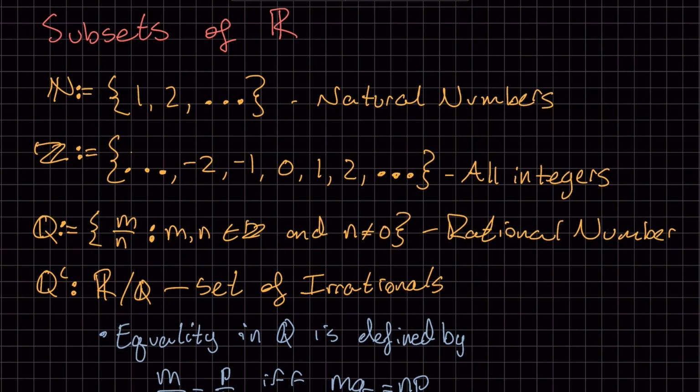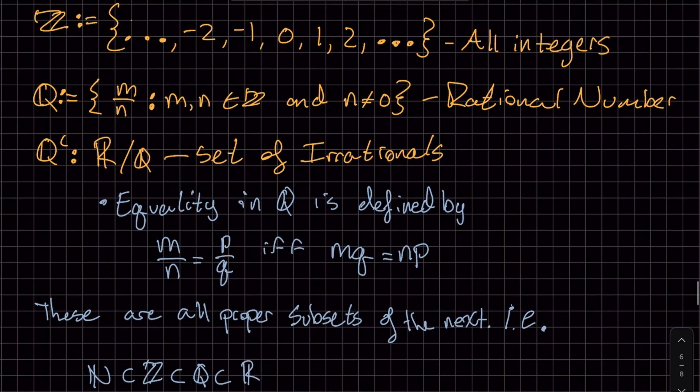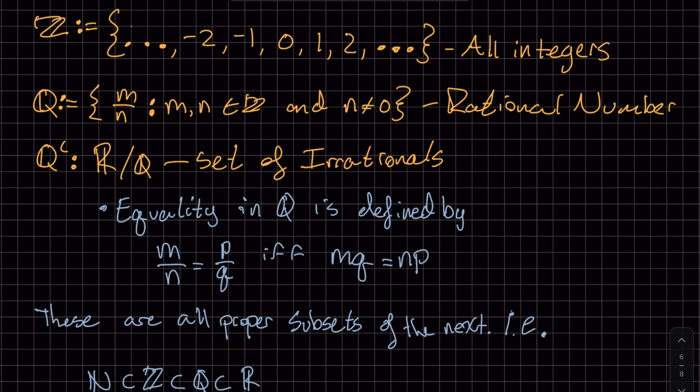The complement of Q, such that R \ Q, is the set of all irrational numbers. So all that says is that every number that's not a rational number is in that set. So that's right, just as I was saying, every number that can't be represented as a fraction. Equality in Q is defined by m/n = p/q if and only if mq = np. And that's just defining what equality is.